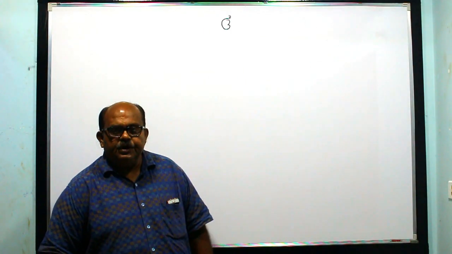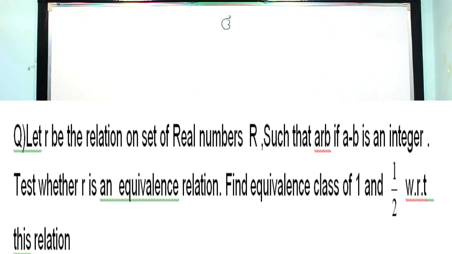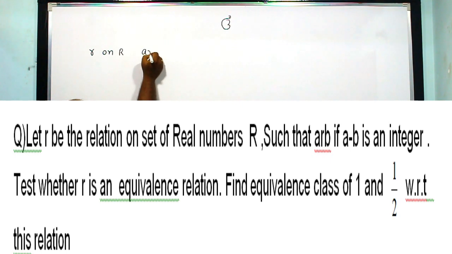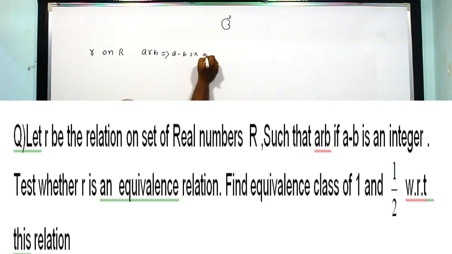Students, now we discuss a question from the Elements book related to this equivalence class. So what is the question? The question is, let R be the relation on the set of real numbers such that A related to B if A minus B is an integer. So look at what the question is telling us: a relation small r on the real number set, given as A related to B means A minus B is an integer.